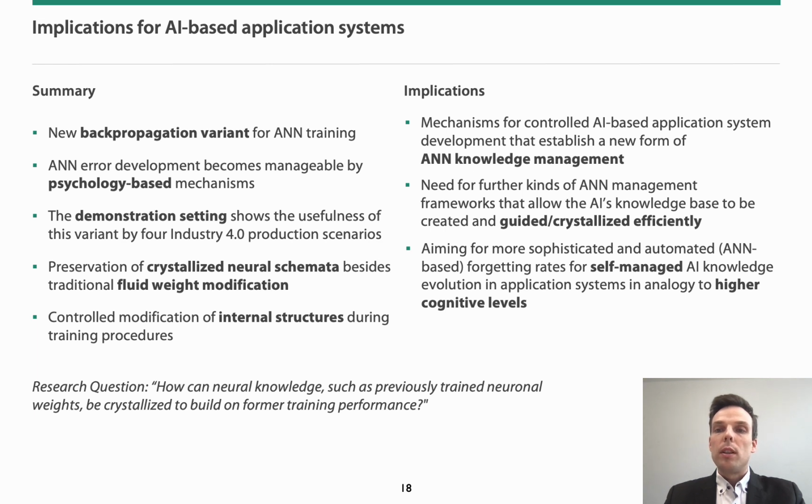So let me come back to the initial research question. How can neural knowledge, such as the previously trained neural weights, be crystallized to build on former training performance? As an attempt for an answer, let me conclude like this. As ANN-based knowledge bases have been prepared and knowledge needs to be preserved, we are now able to research how to crystallize corresponding neural structures and weights. At least, we have a design for examining the evolving ANN-based knowledge bases, and I am enthusiastic to experiment with this.